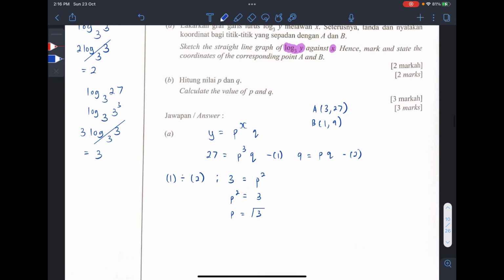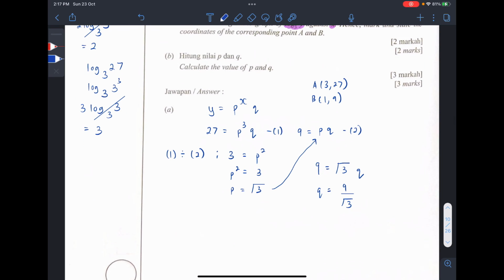Right. Now that we've got p alone already, and we found our value of p, right? What do we do with it? Well, we're just going to substitute it into our second equation. So it will be 9 equals q times square root of 3, right? We want q to be alone right now. So we must push the square root 3 to the other side. So it will become q equals 9 over square root 3.